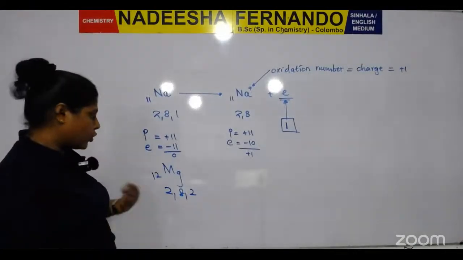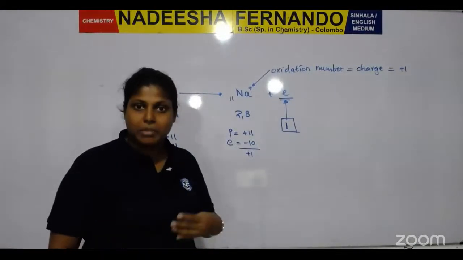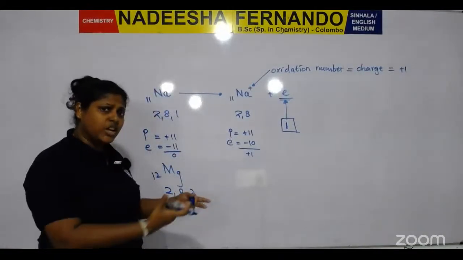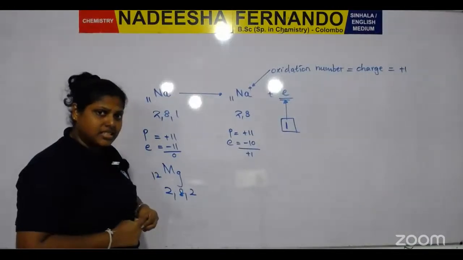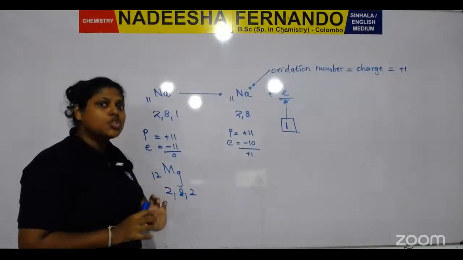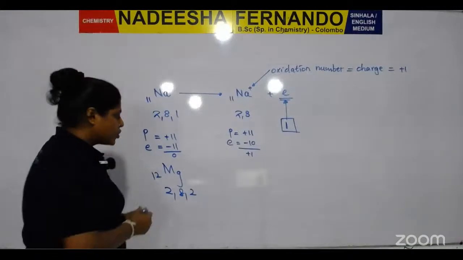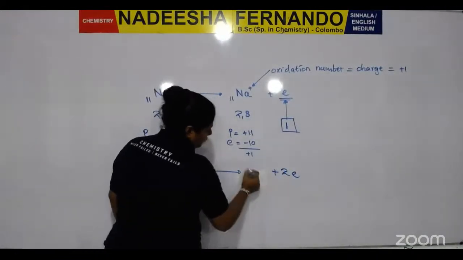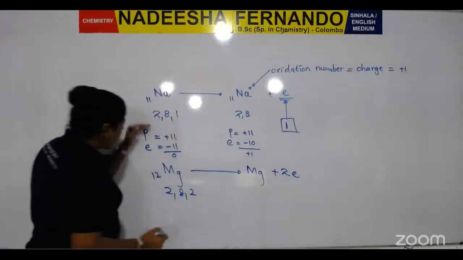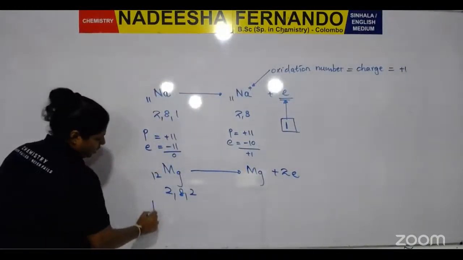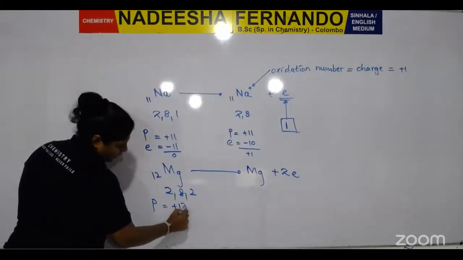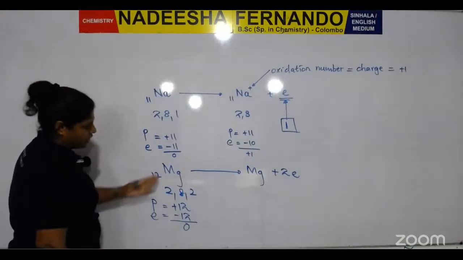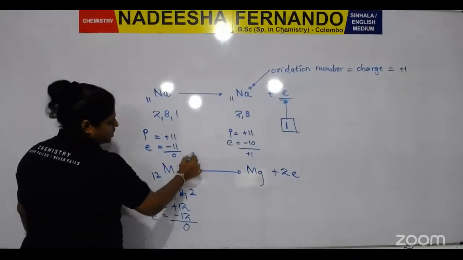To occupy this stable configuration, magnesium should remove its outermost 2 electrons instead of gaining 6 electrons. Magnesium easily removes the outermost 2 electrons. Before removal, the same theory applies: number of protons is plus 12, number of electrons is minus 12, so the charge is 0. There is no charge. So here the oxidation number is 0.